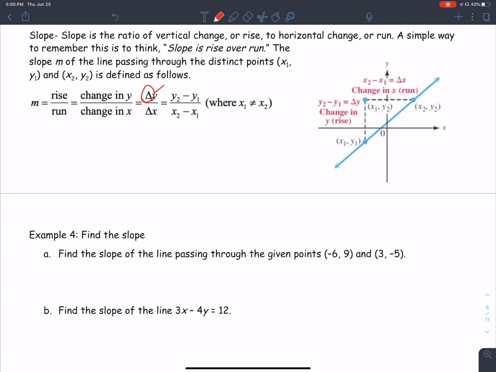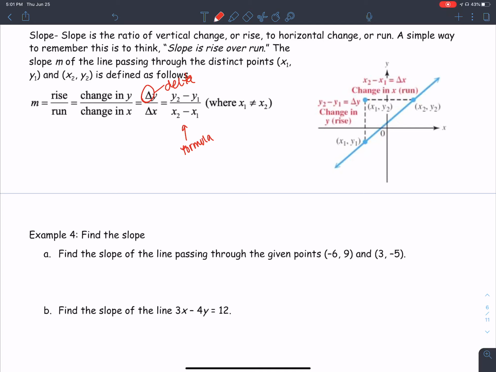This little symbol is delta. And this is the formula, so you should write this down in your formula sheet: y2 minus y1 over x2 minus x1. Okay, so to find slope, we do change in y over change in x.